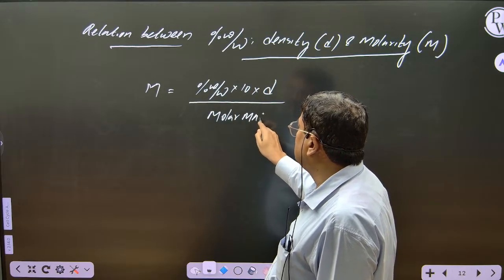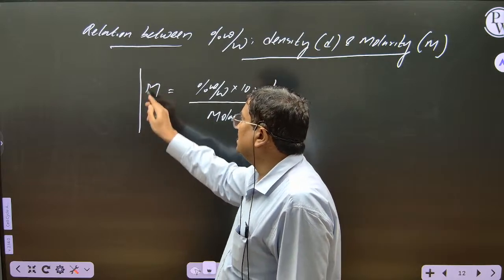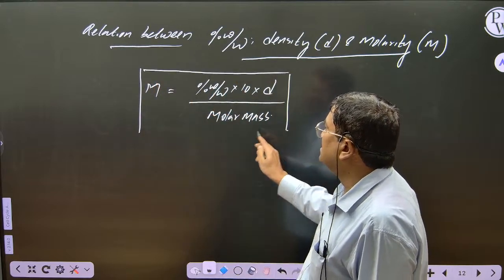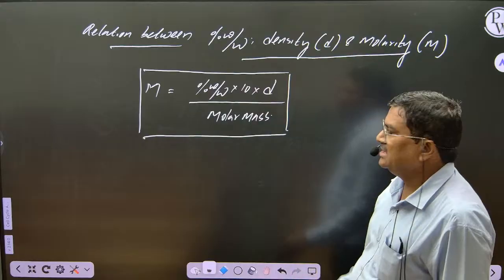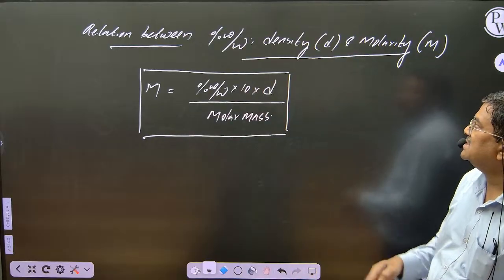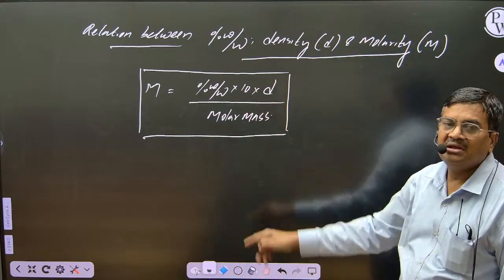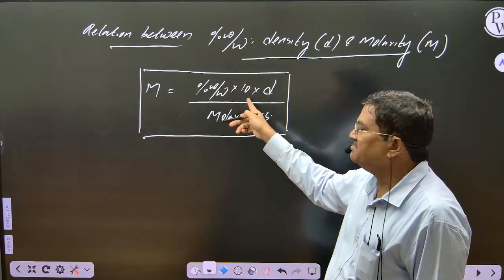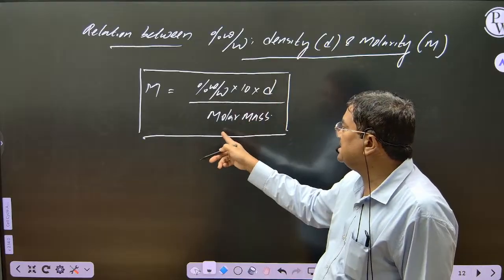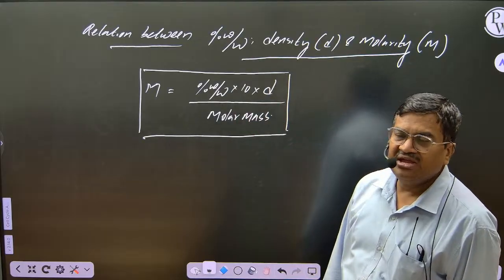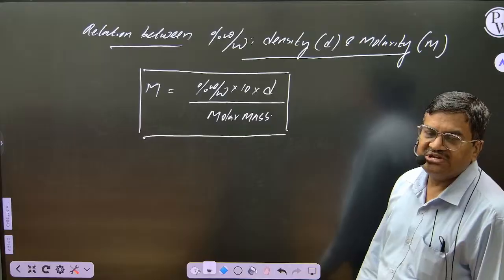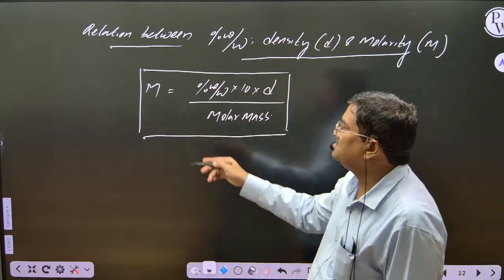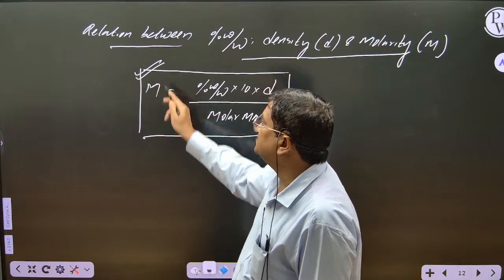In NCERT, they are asking questions related to percentage mass and density. So percentage mass will be given, density will be given, and in order to find the molarity, what do you do? Percentage given, multiply with 10 into density by molar mass. From that we get the molarity of the substance. Understood, students? Important. Put this relation in the box.